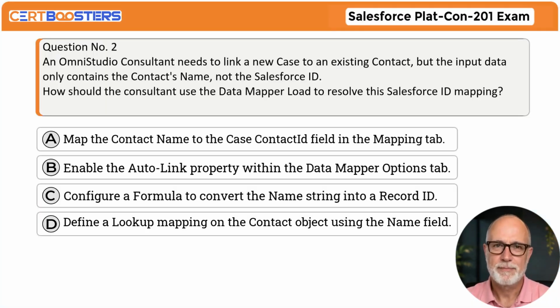Question number 2. An OmniStudio consultant needs to link a new case to an existing contact, but the input data only contains the contact's name, not the Salesforce ID. How should the consultant use the data mapper load to resolve this Salesforce ID mapping? A. Map the contact name to the case.Contact ID field in the Mapping tab. B. Enable the AutoLink property within the Data Mapper Options tab. C. Configure a formula to convert the name string into a record ID. D. Define a lookup mapping on the contact object using the name field.